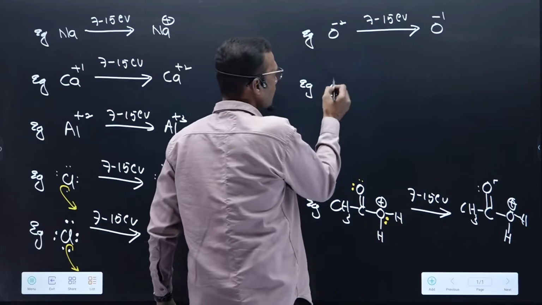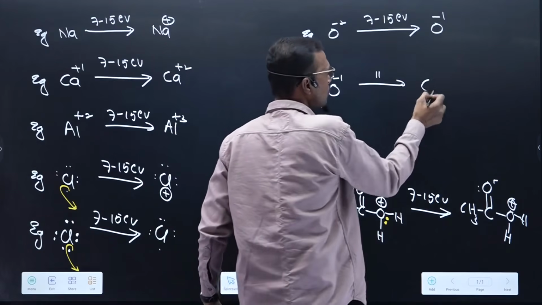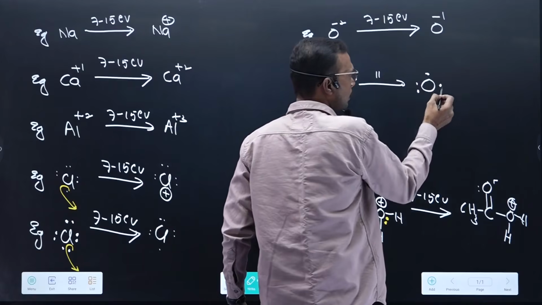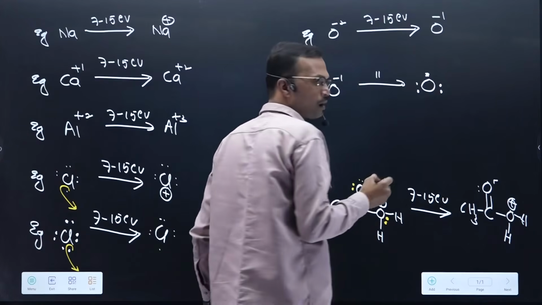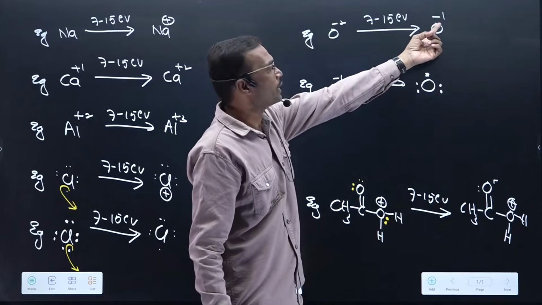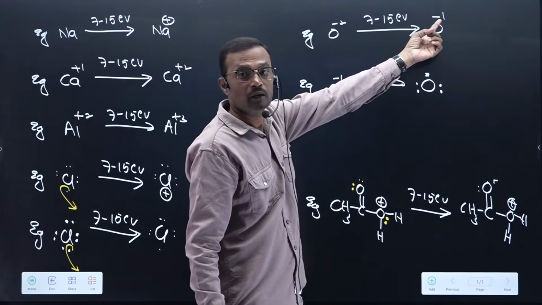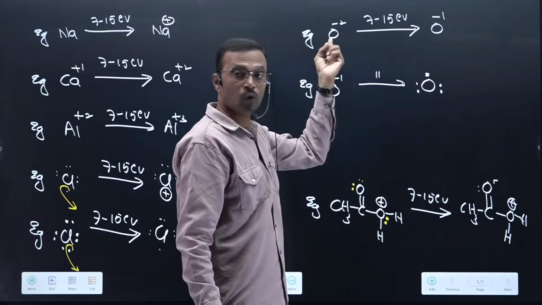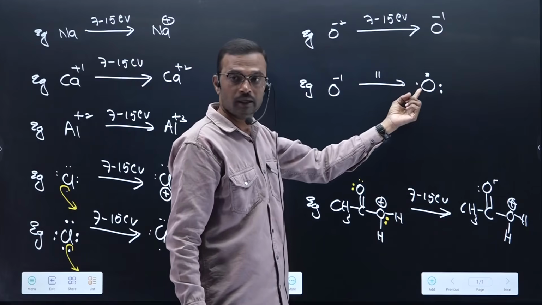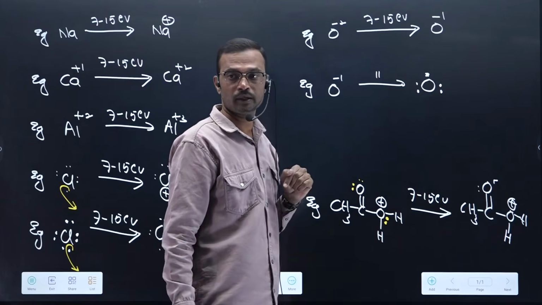Suppose, remember, O minus 1, same 7 to 15 electron volts, I wrote this one. Then can I write radical? Then what is this? O minus 1 is a molecular ion of O minus 2. Oxygen radical is a molecular ion of O minus 1.